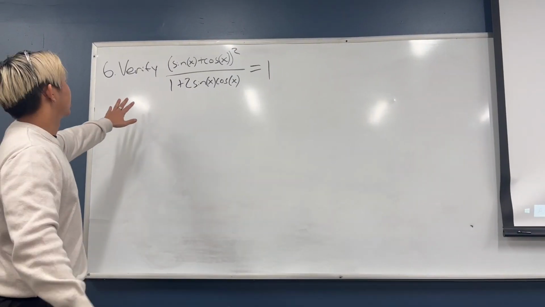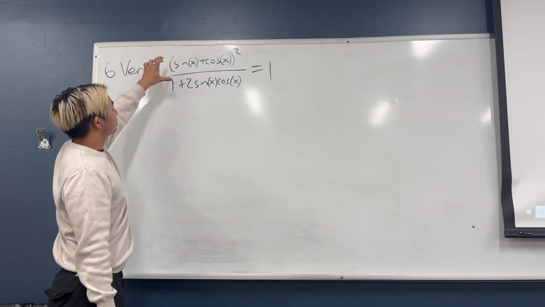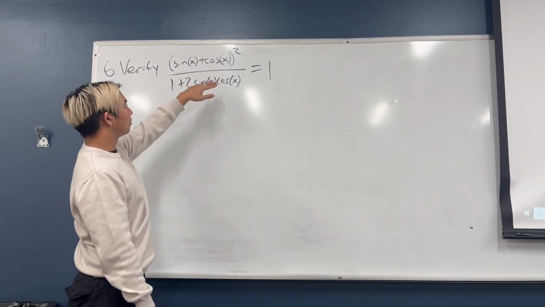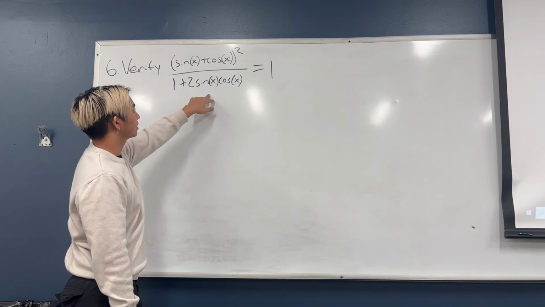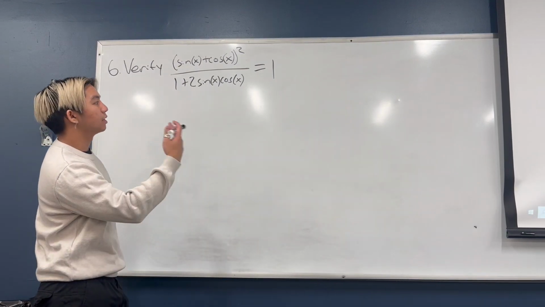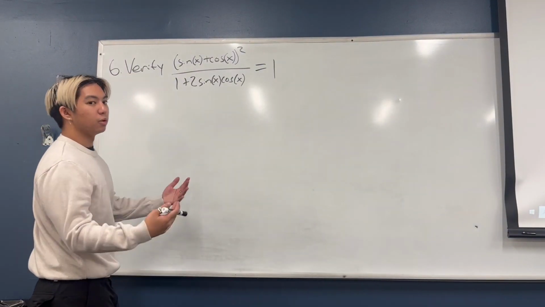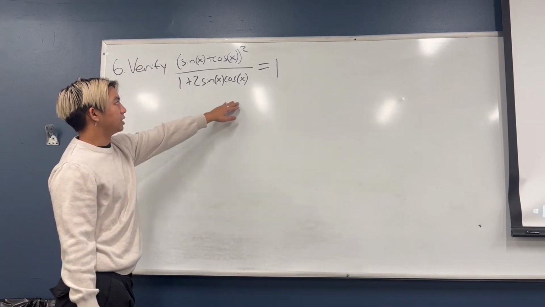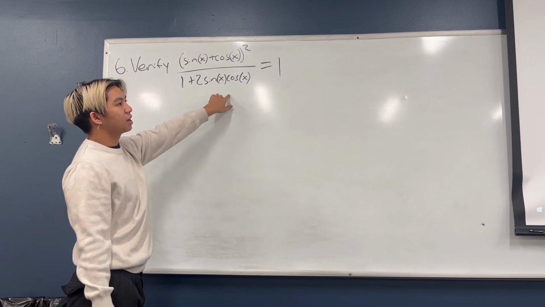So number 6, we have verify: parentheses sine x plus cosine x, parentheses squared, over 1 plus 2 sine x cosine x, equal to 1. So how do we start this off? I want to start off with the numerator, because there's not much we can do at the bottom here.